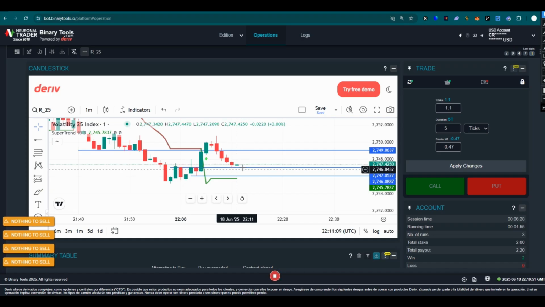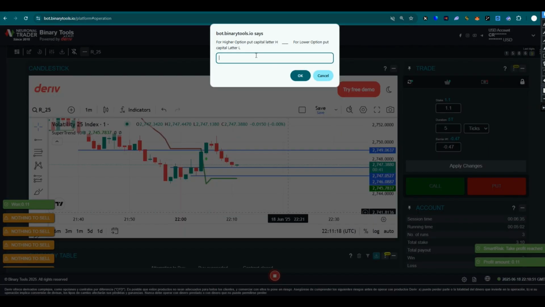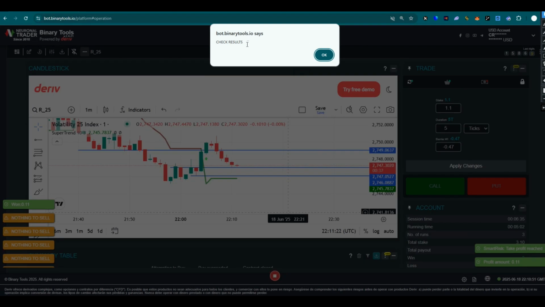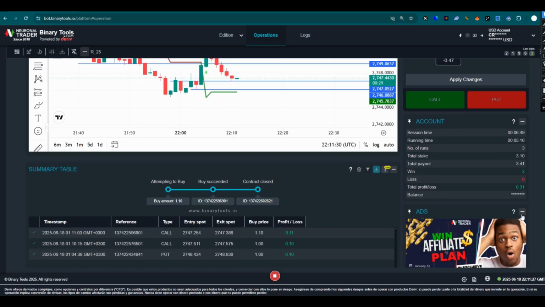So I'm thinking that for 5 ticks this candle will still go up and it's going to give me a profit. You can see it rejecting from that line and making me a profit, easy profit. Okay, and you can see for this session I've just made $0.3. You can see I have made 0.31 here, and I'm done for this session.